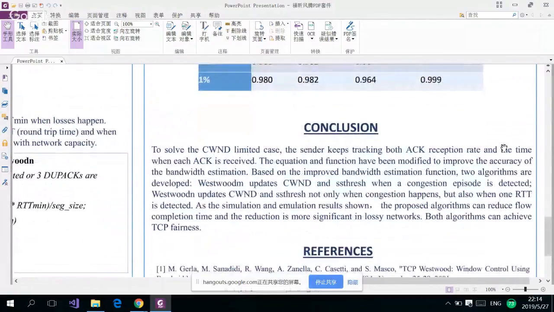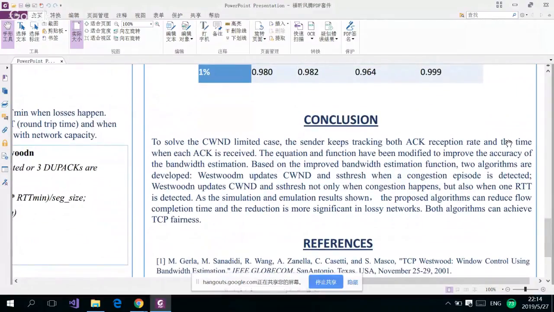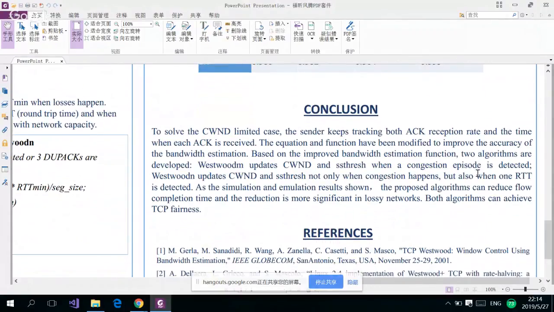The conclusion is that the new algorithm can solve the cwnd-limited case, and the sender keeps track of both the ACK reception rate and the time when each ACK is received. Based on the improved function, two algorithms have been developed, and both of them can reduce flow completion time. The results show that both of them can achieve TCP fairness.